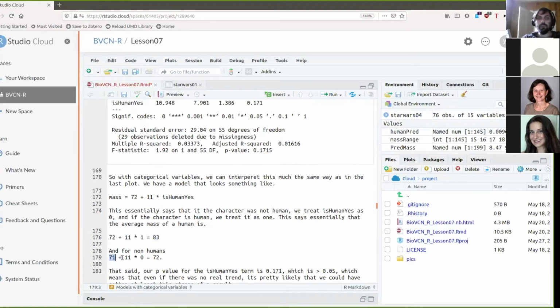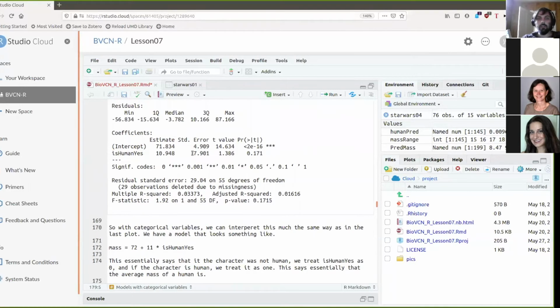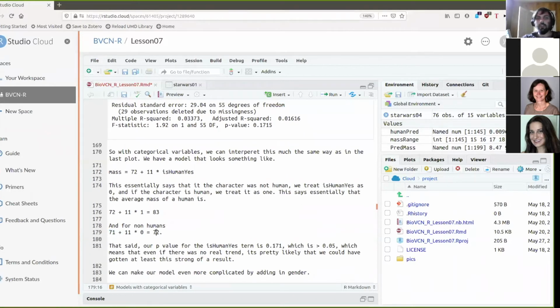And for non-humans, it would be 71 plus 11 times 0, right? Here's our 71 plus 11 times 0, and that's going to be 71. So we're saying that non-humans have a mean mass of 71, humans have a mean mass of 83. And that's essentially all that linear model is telling you.